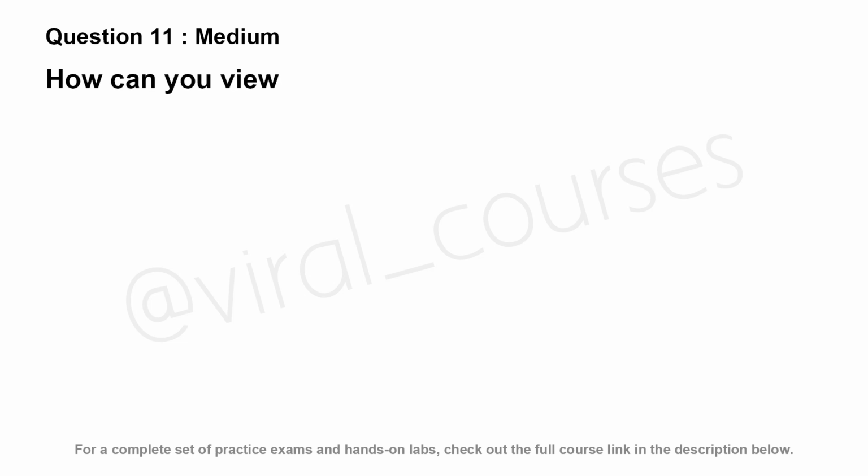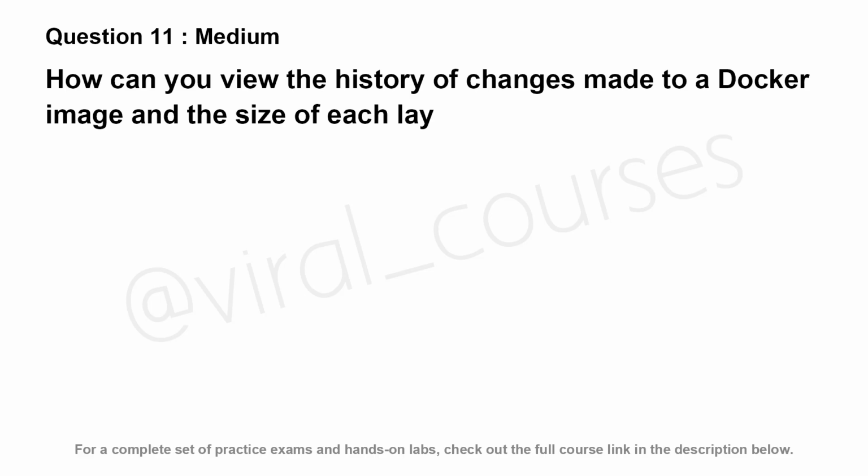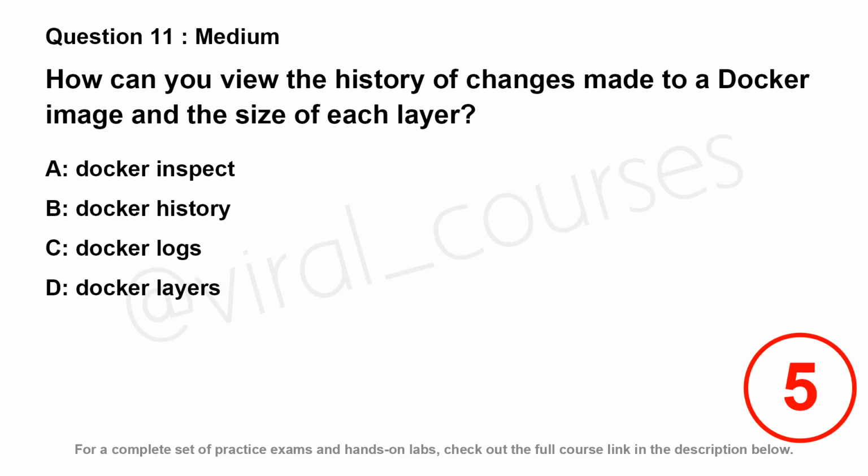How can you view the history of changes made to a Docker image and the size of each layer? Option A, docker inspect. Option B, docker history. Option C, docker logs. Option D, docker layers.